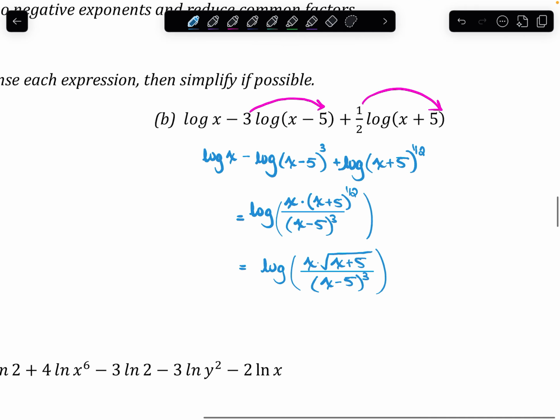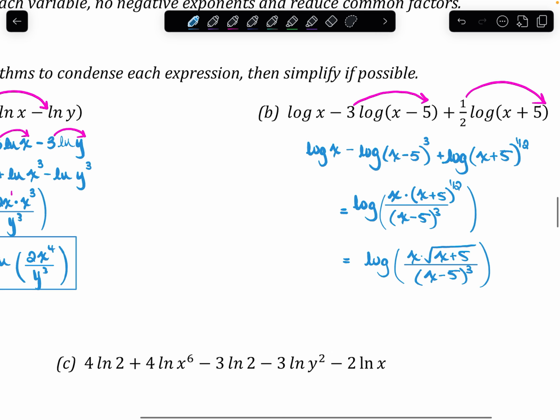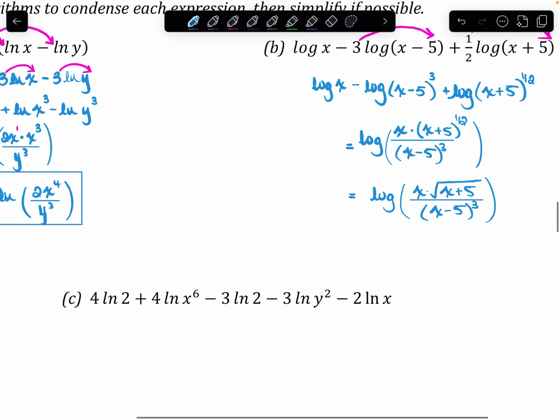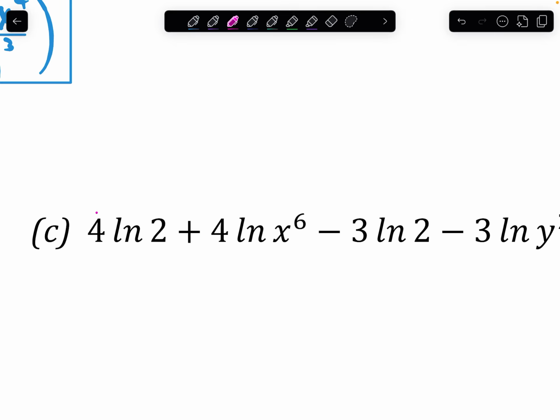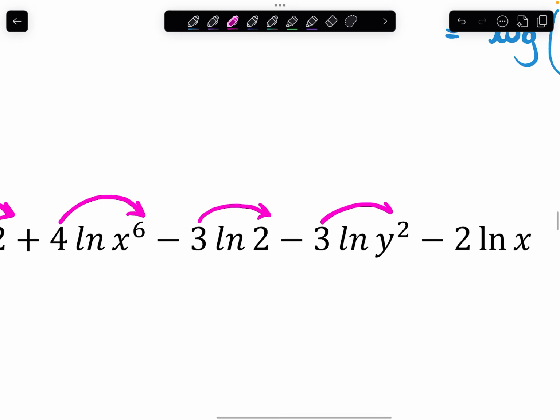I think there was a C. Yeah, that was a rough one. All right, C. Got a lot of stuff going on here. So first things first, numbers back to the exponent. Okay, so 4's going, 3's going, 2's going, everything's going.